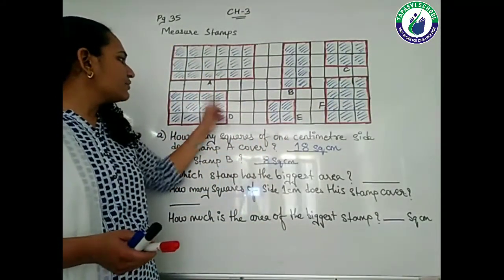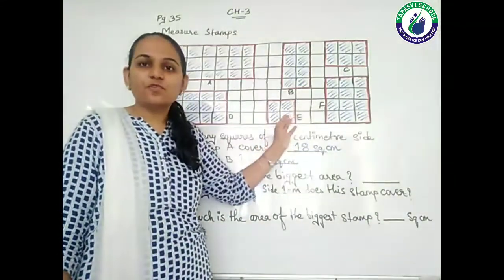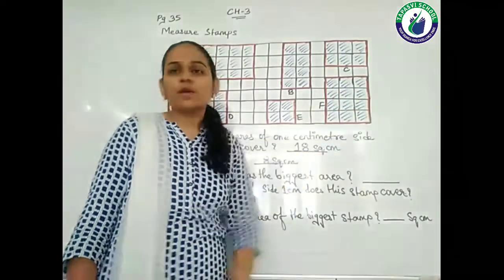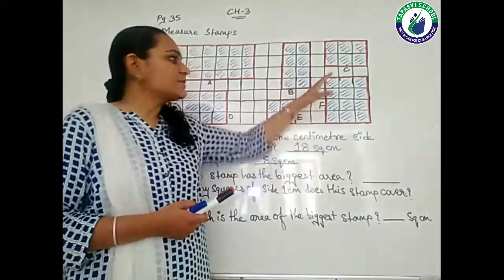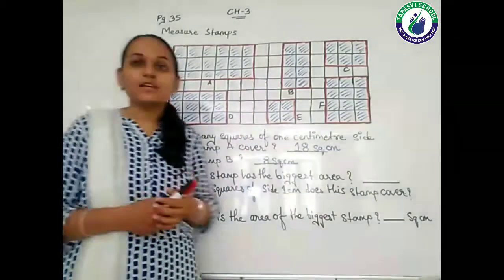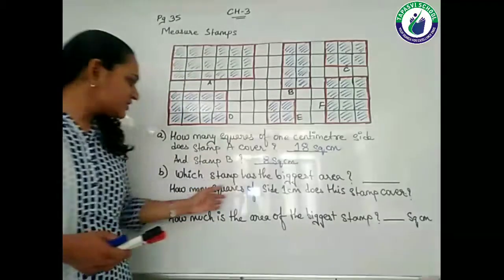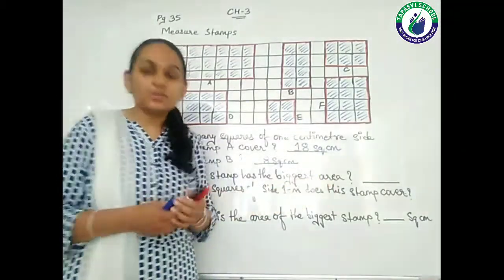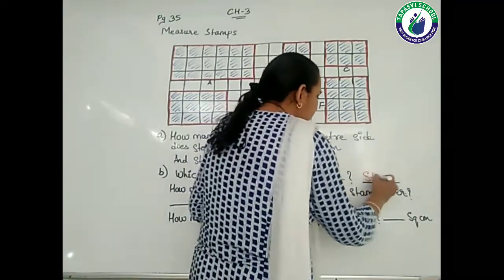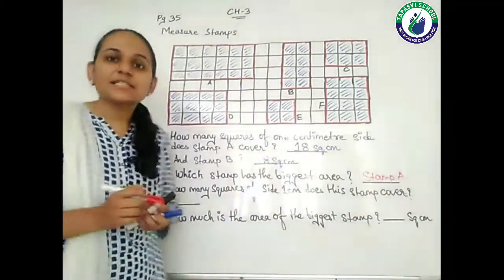D, 1, 2, 3, 4, and 4 into 3, 12. E, 2 into 2, that means 4 are there. F, 1, 2, 3, 4, 5, 6, 7, 8, 9, 10, 11, 12. 12 squares are there. So if you compare all the stamps, you will say that stamp A is the greatest one. Stamp A has more number of squares. So which stamp has the biggest area? Here you are writing the answer, that is stamp A. Is it clear?